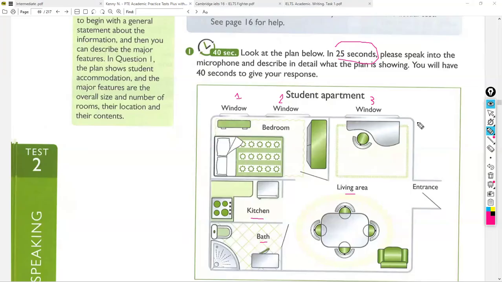Now let me ask you this question, Ali. If you want to start speaking, where do I have to start speaking from? We start from the entrance. Exactly, absolutely. I cannot start talking about the bedroom, for example, then talk about the living area, then skip to talk about the kitchen. All the time, you have to ask yourself, as if, Ali, you want to rent this apartment.